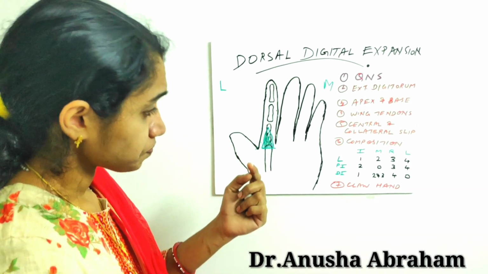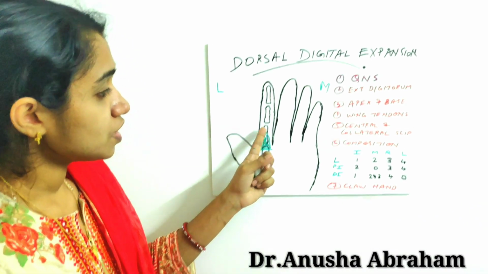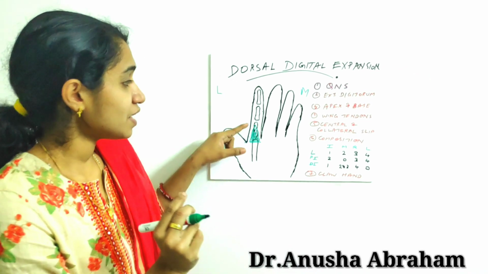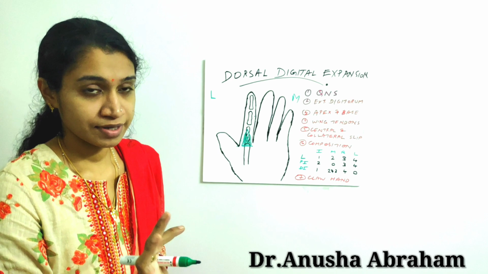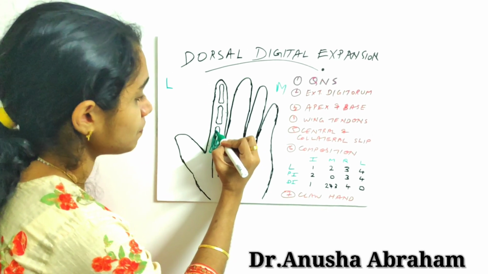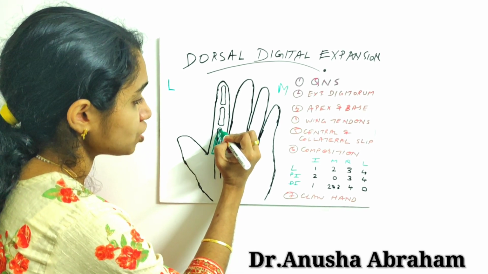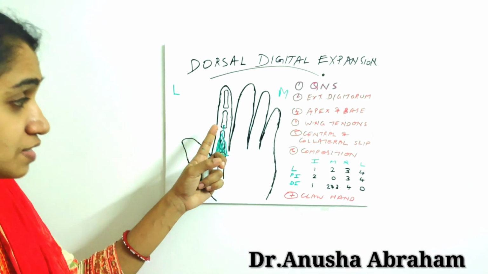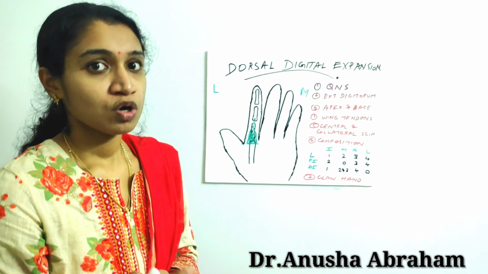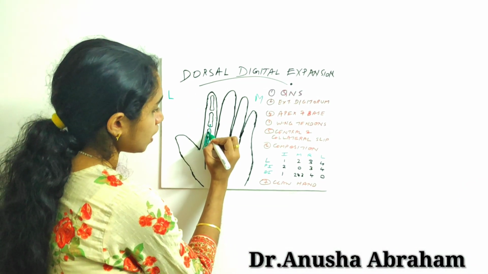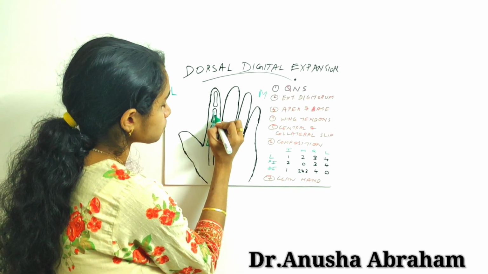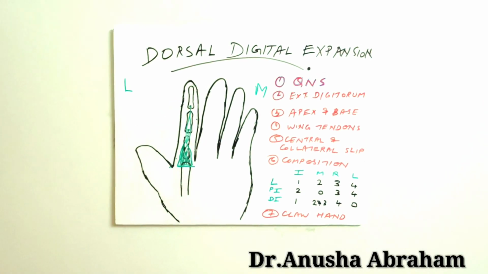Then coming to the apex. The apex is seen over the distal end of the proximal phalanx, and there the apex splits into three. The central one is known as the central slip. The central slip traverses the proximal interphalangeal joint and finally inserts into the base of the middle phalanx. The other two we call collateral slips. The two collateral slips come like this, then join together and insert into the base of the distal phalanx.